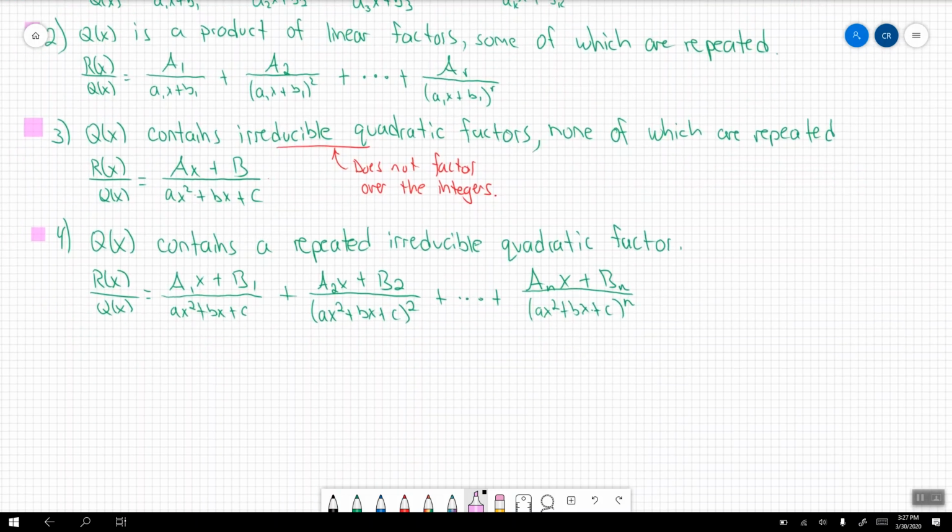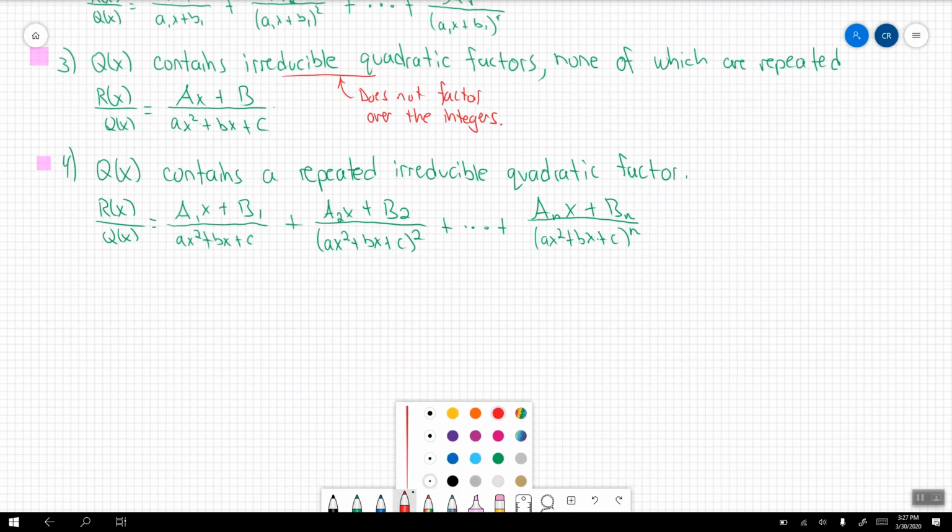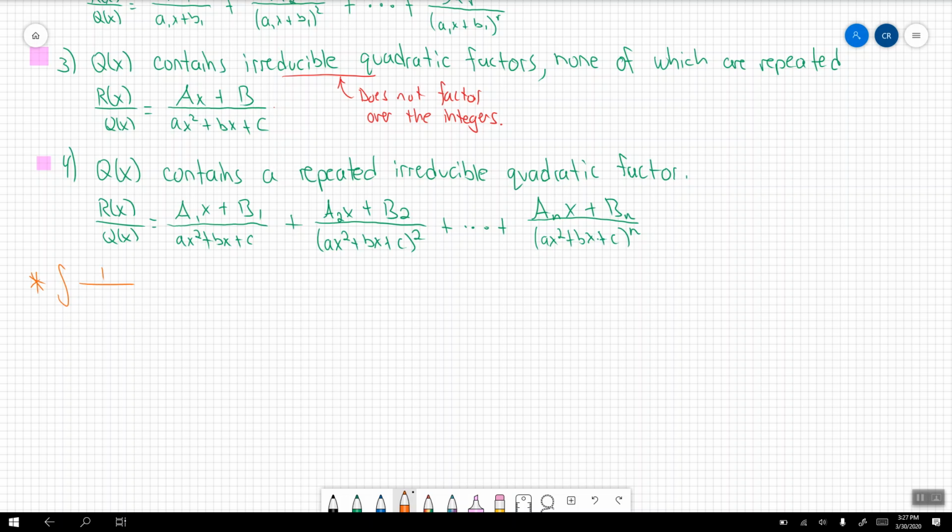All right. Now for this section, I am also going to use one more item. And this item we learned a few sections ago when we were looking at something like this.